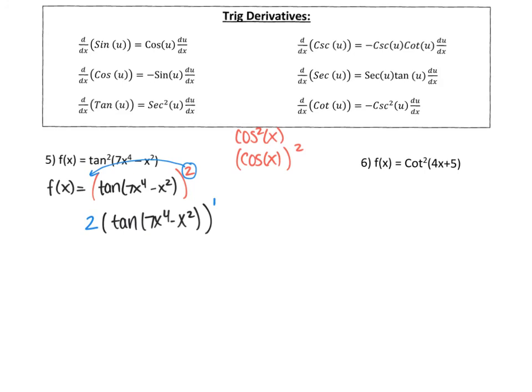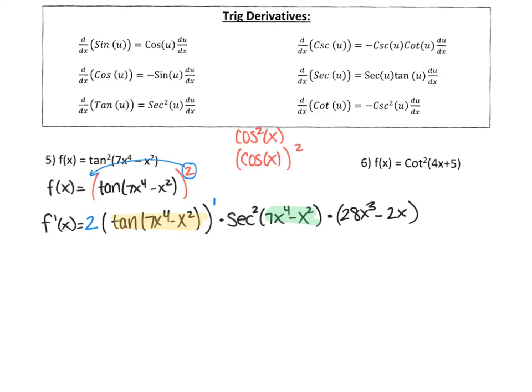But the derivative of this inside is going to be another chain rule, because the derivative of tangent is secant squared times the derivative of the inside. So if I'm taking the derivative of tangent, it's secant squared of 7x to the 4th minus x squared, then times the derivative of the inside. So the inside in this particular case now is this. The derivative of that inside is 28x to the 3rd minus 2x, all in parentheses. So that, f prime of x, is my derivative.